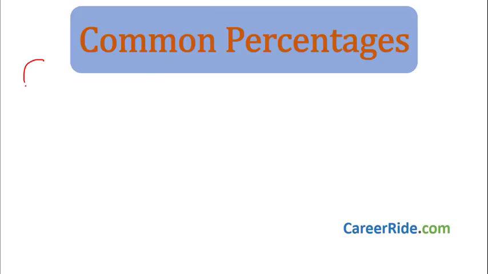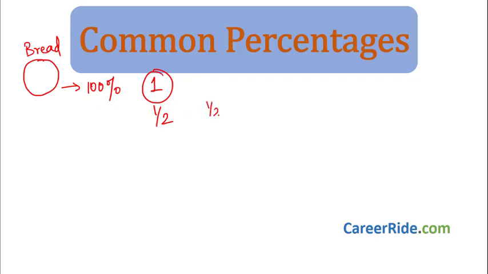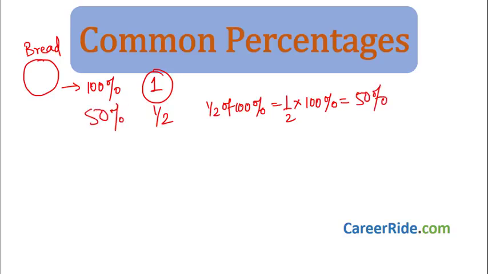Common percentages. Let us say this is a piece of bread, an entire bread. Now this whole thing, what do we call it? This is nothing but 100% that we have seen. This is nothing but the whole, one, that is one entire bread. Now if someone says give me half a bread, how much percent bread should we give to that person? That is half of 100%. Of means multiplication, that is 50%. That means 50% means half.